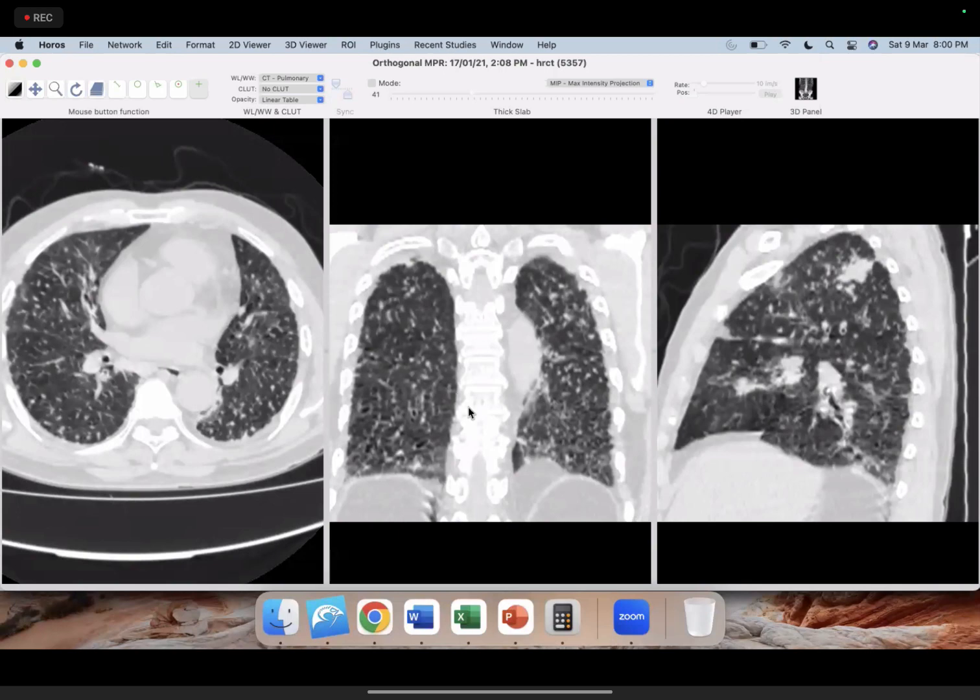Then we do a contrast CT test. Of course, not every time you are able to pick up those nodules because they can be even microscopic. But yes, we have one or two examples where we could see enhancing nodules along the pleura. That was the case, and the catamenial pneumothorax was proven.